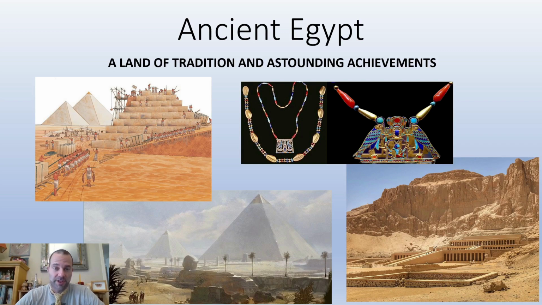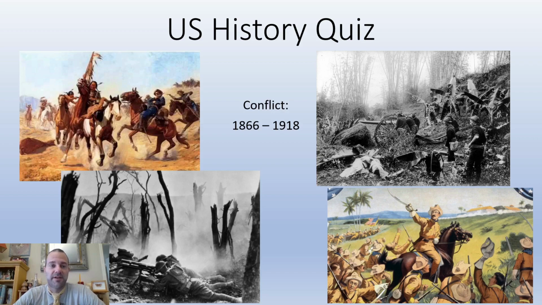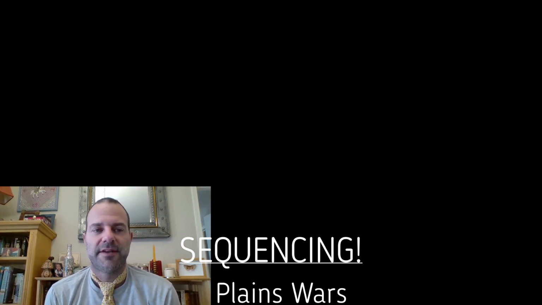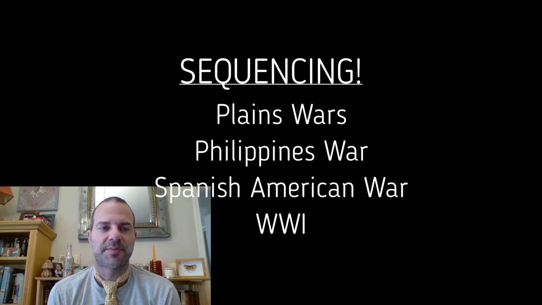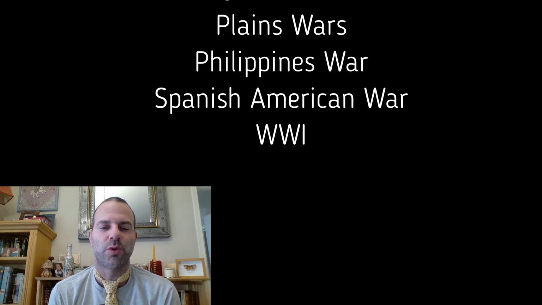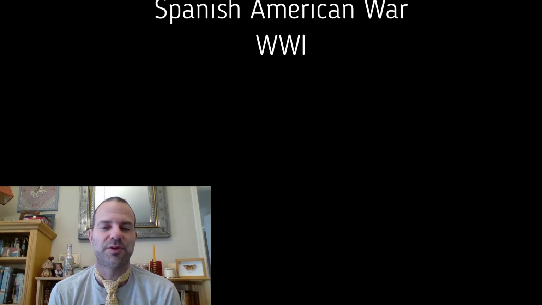So your quiz is going to be to talk about this period of conflict in U.S. history from the Plains Wars up through World War I. Down in the comments section, working your way on that picture that said U.S. History Quiz, starting in the upper left, that's the Plains Wars. And then working in a clockwise direction, you have the U.S.-Philippine War, the Spanish-American War, and World War I. Down in the comments, I want you to put those in chronological order.